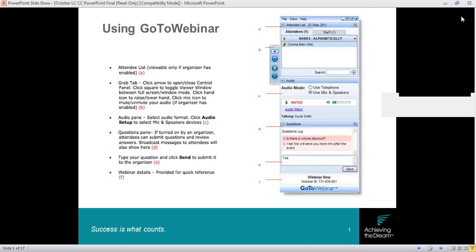Basically, each one of you should see a control panel on your screen right now, much as the one on the screen here on the slide. If you do not see this, it's probably been minimized, and you just need to grab it out with the Grab tab, which hides and shows the control panel. A few things to note on this control panel. There is an attendee list, so you can see who's participating on the call.